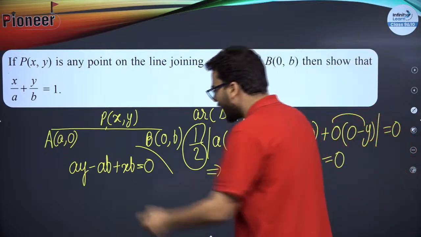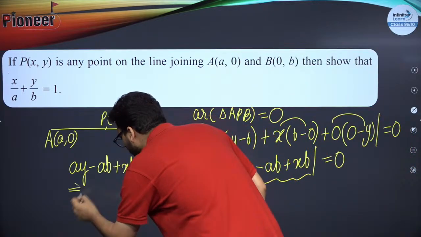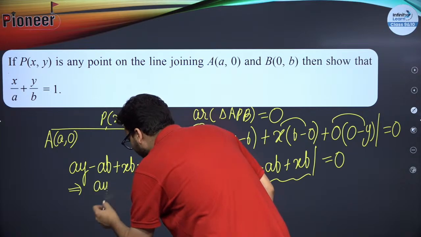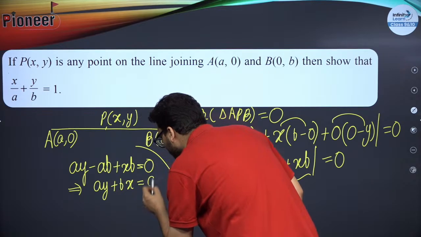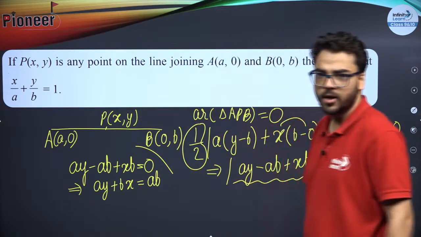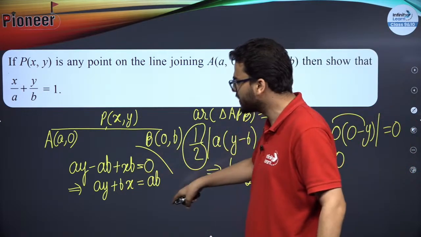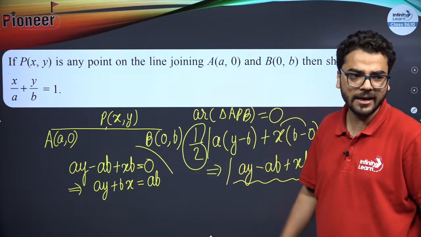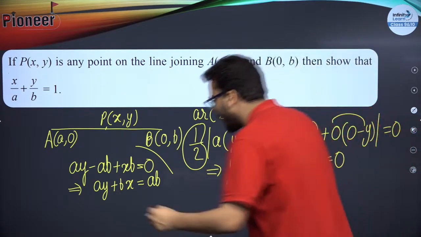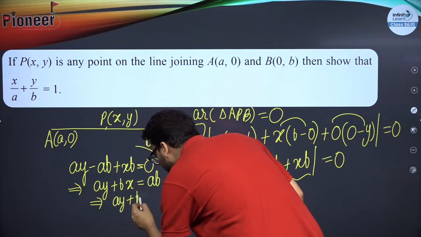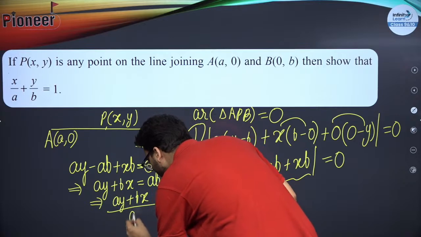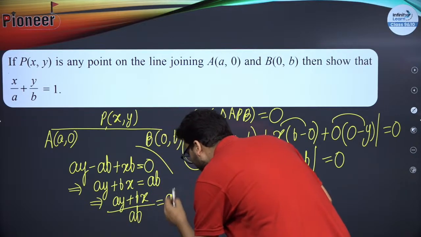Now what I can do, can I take ab on the other side of the equation? So I can write ay plus bx equal to ab over here. Correct? Now can I divide on both the sides of this equation by ab? I can divide on both the sides by ab. So if I am dividing, I will get ay plus bx divided by ab, that is equal to ab by ab.